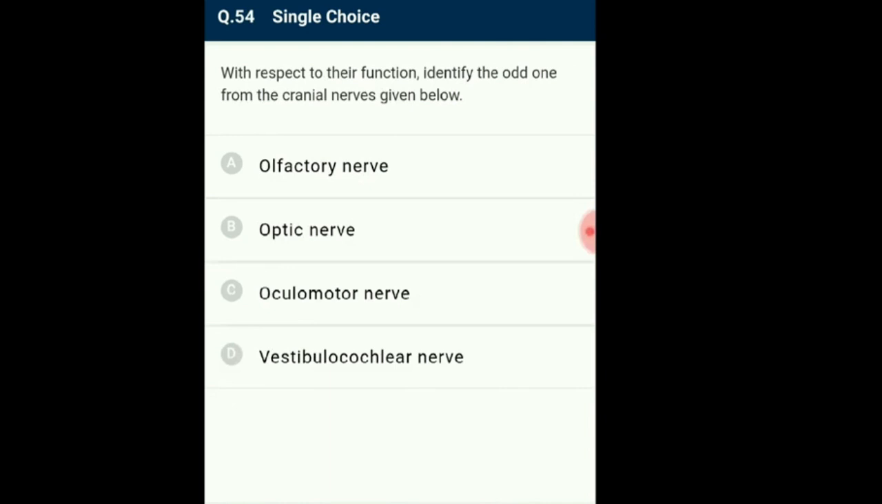54. With respect to the function, identify the odd one from the cranial nerves given below. Option A, olfactory nerve. Option B, optic nerve. Option C, oculomotor nerve. Option D, vestibulocochlear nerve. The answer for this question is the oculomotor nerve.